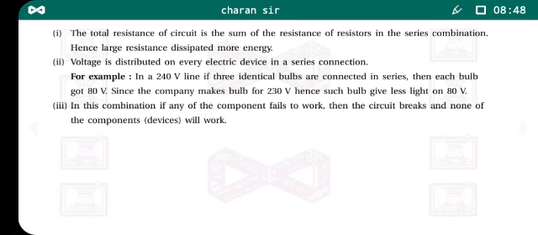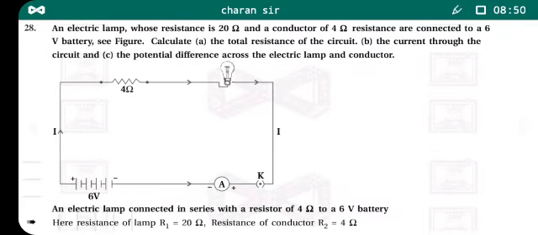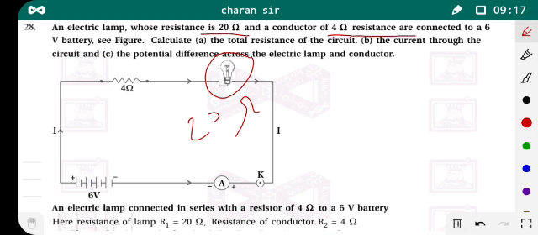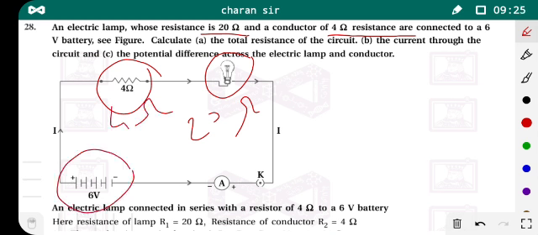Now second question, an electric lamp. That is a numerical based on the series combination of resistors or conductors. So the question is: an electric lamp whose resistance is 20 ohms. Here you have been given the resistance, that is 20 ohm. This electric bulb has 20 ohm resistance. Now a conductor of 4 ohms resistance is connected to a 6 volt battery. This is the conductor which has 4 ohm resistance. It is connected in series with the 6 volt battery.